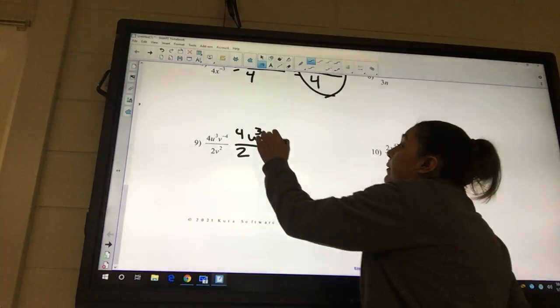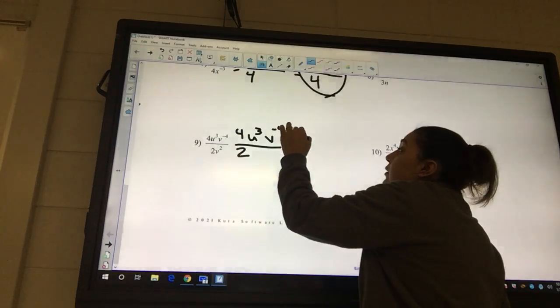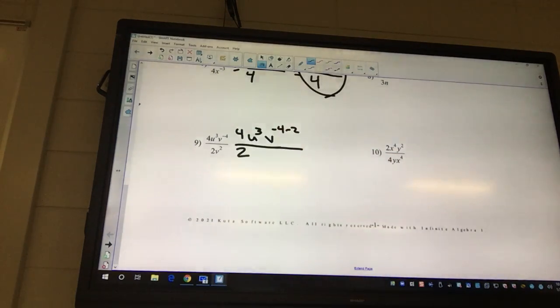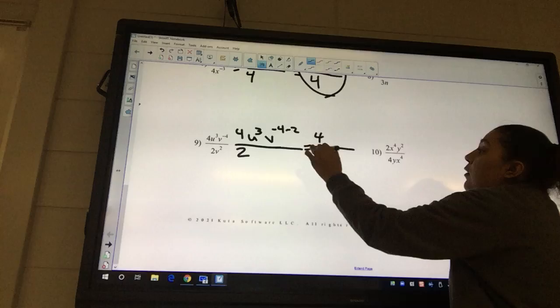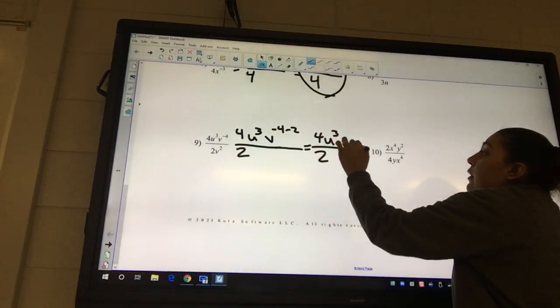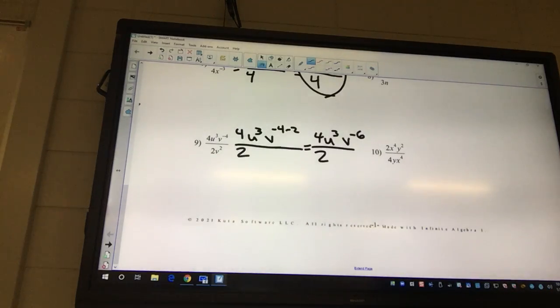Okay, and then we got v to the -4 minus 2. So -4 minus 2. -6. At the bottom. Okay, so we're going to have 4 over 2. U to the 3. You have v to the -6. Don't it go at the bottom? It will.